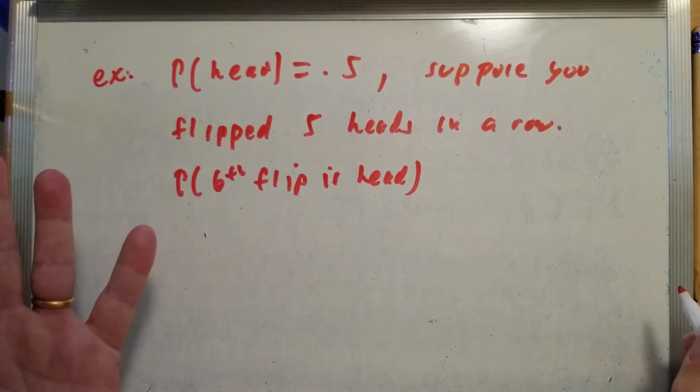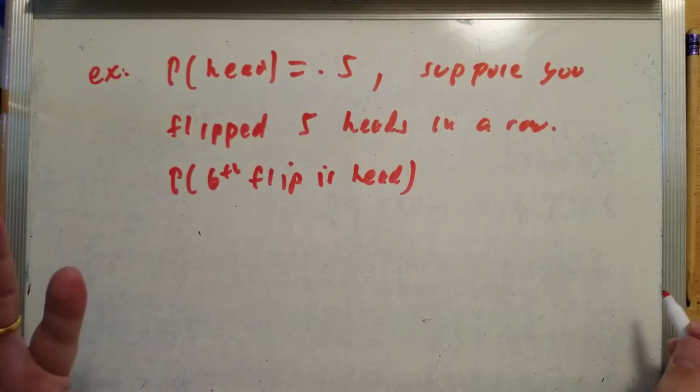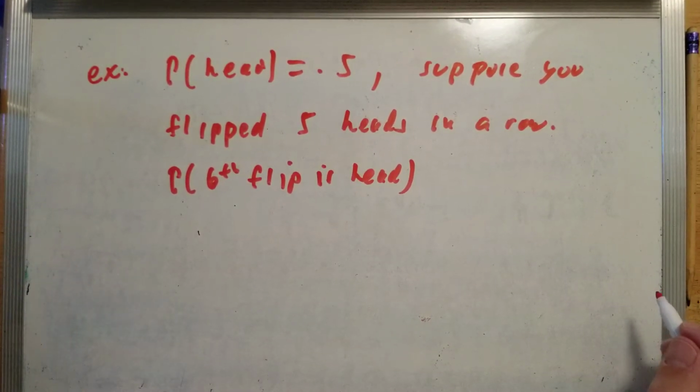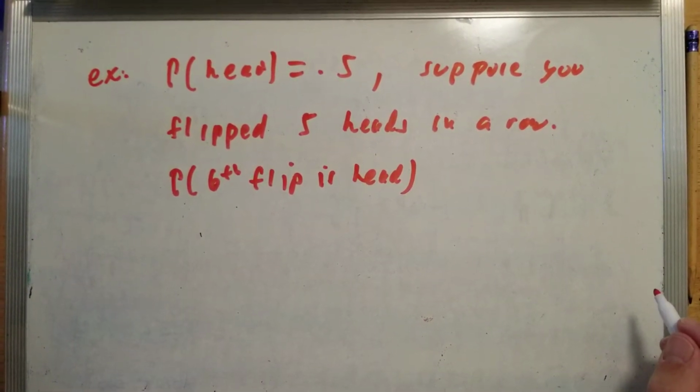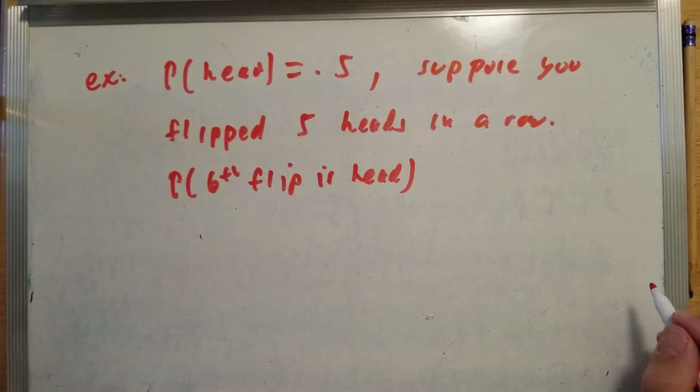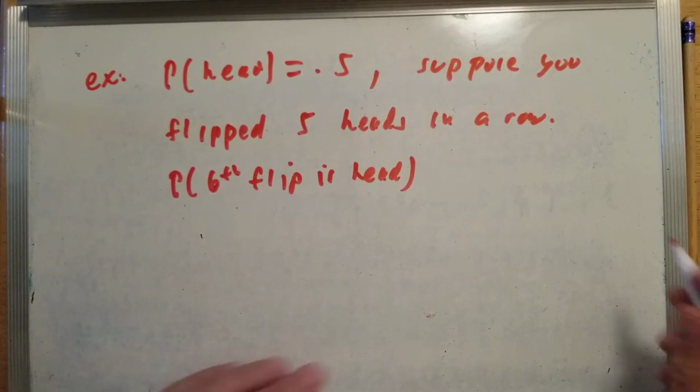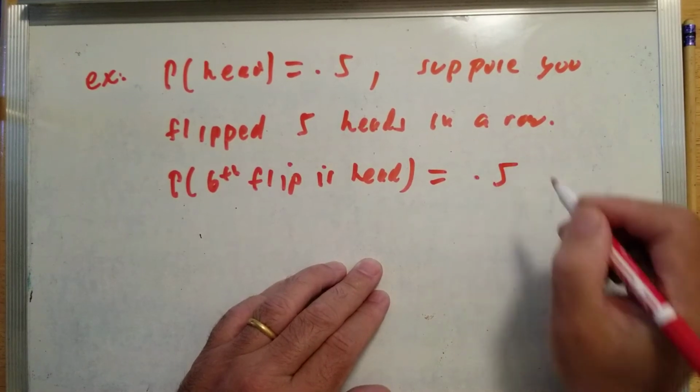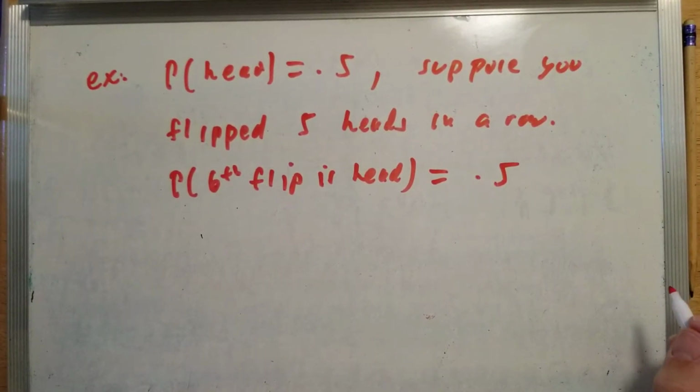Well, the fact that you flip 5 heads in a row doesn't matter. The 6th flip is what they call independent of the other 5 flips, so the fact that you flip 5 in a row doesn't matter. The probability the 6th flip is a head is still 0.5. I think they have a question in the homework like that.